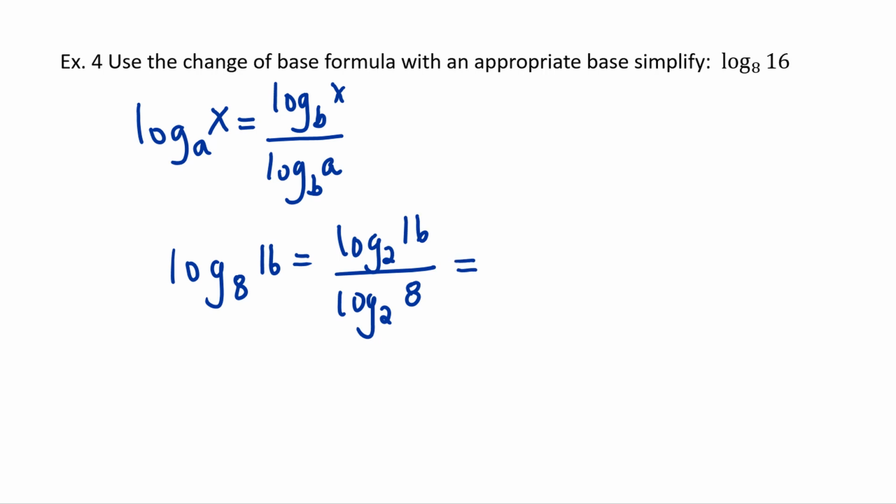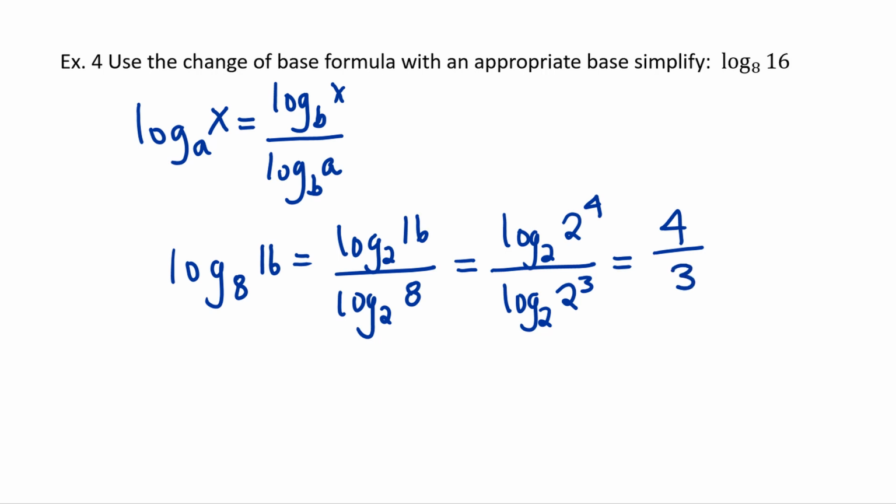Now let's use some properties of exponents. This will be log base 2, and 16 is 2 to the 4th divided by log base 2, 8 is 2 cubed. Using the identity properties of logarithms, if the base of the log and the base of the exponent are the same, then it simplifies to just the exponent. So the numerator for log base 2 of 2 to the 4th is 4. And for the denominator, log base 2 of 2 cubed is 3. Log base 8 of 16 is exactly 4/3.